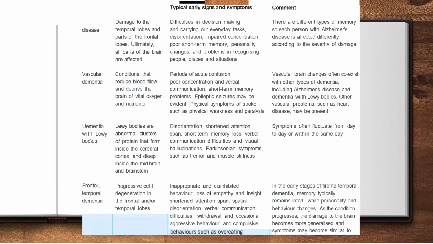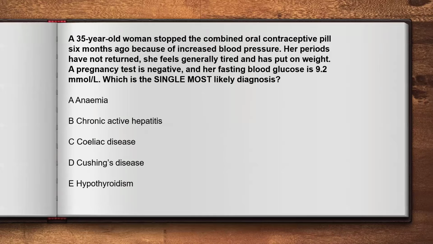Frontotemporal dementia is a progressive disease which affects the frontal lobe and the temporal region. The patient will have behavior problems, inappropriate behavior, loss of empathy and insight, using abusive words, unable to maintain hygiene, inappropriate use of language, those sort of things. If you're having that in your question, think about frontotemporal. And then Alzheimer's is early age dementia. Okay.